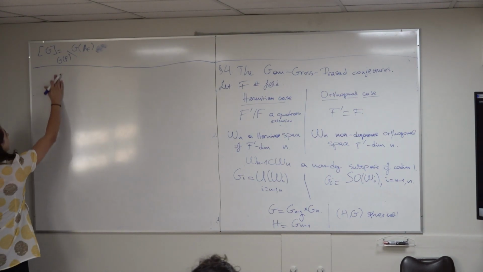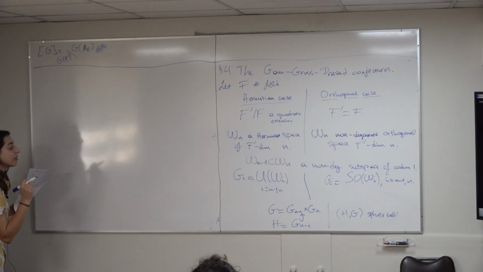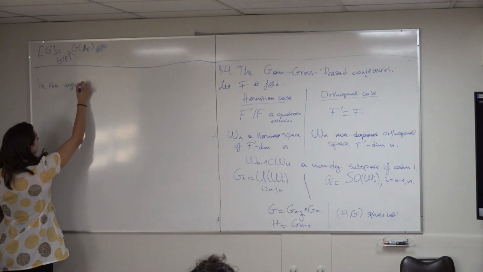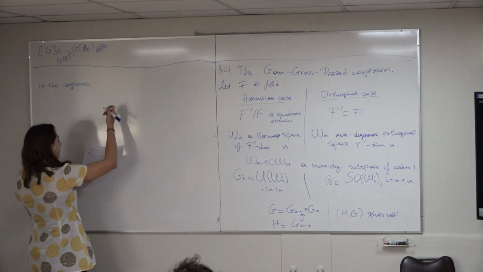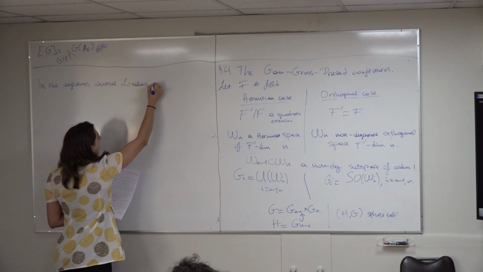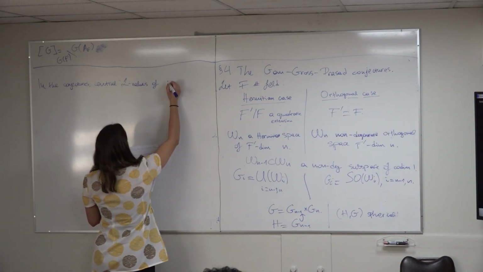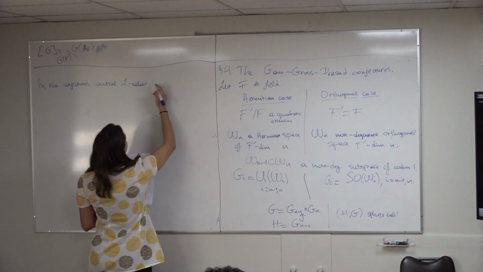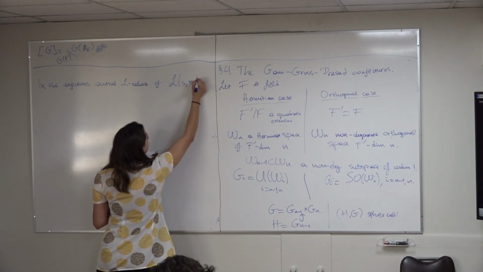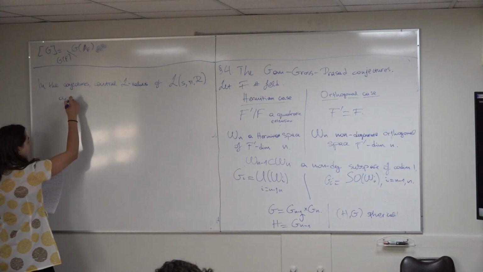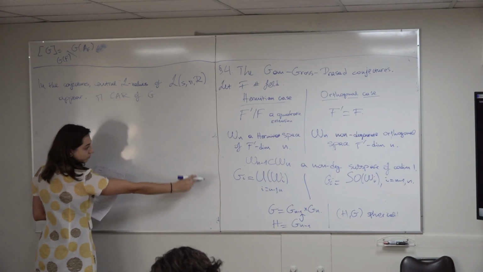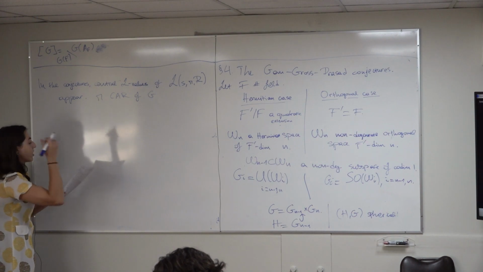So, I'll make the conjecture a little bit more precise than I thought I could, which is good. In the conjecture, central L values of L functions which look like this appear. Pi will be a capital automorphic representation of G. But now the question is, what is R?